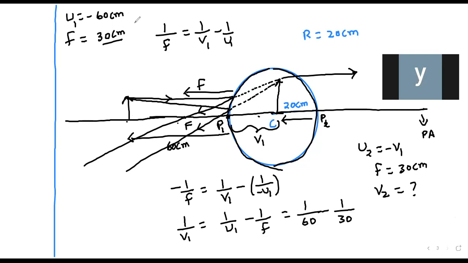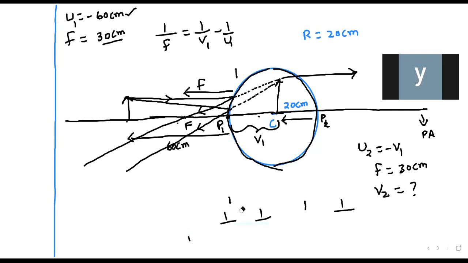They may ask for the object distance. Out of the three quantities, they may give any two values and ask for the third one. Whatever image is formed from the first surface will act as an object for the second surface. Then we need to apply the formula. Instead of doing this, I need to find the image distance now.